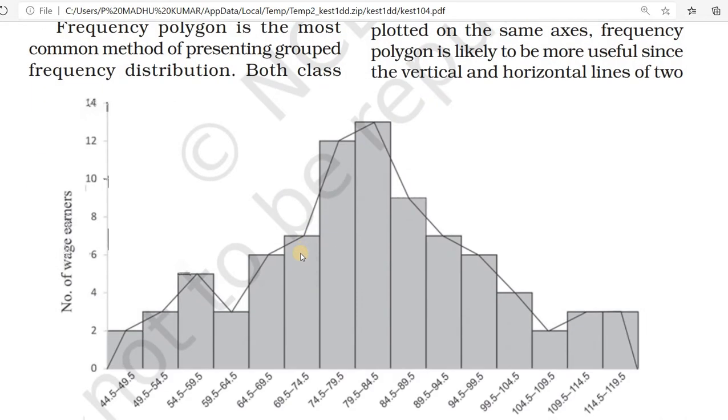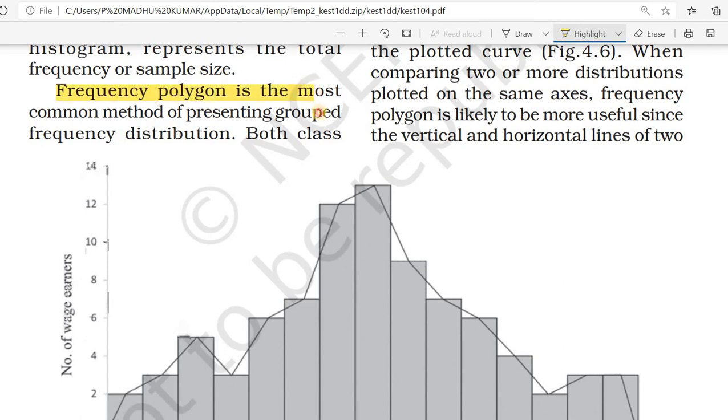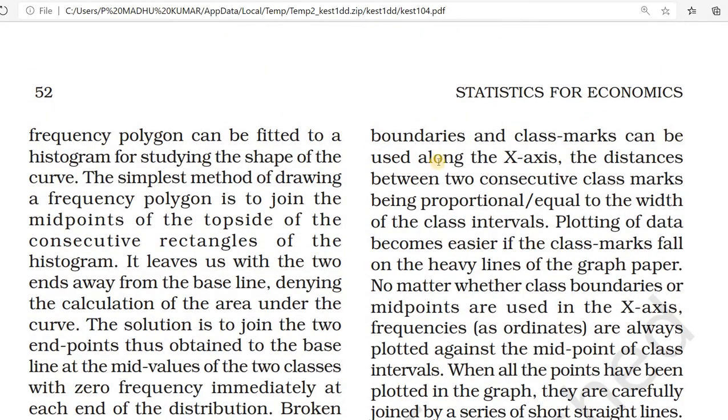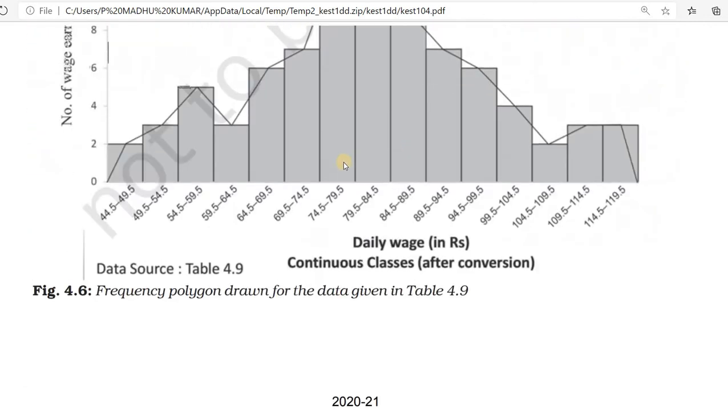What is a frequency polygon? Frequency polygon is the most common method of representing a grouped distribution. Both class boundaries and class marks can be used along the x-axis. The distance between class marks of two classes will be proportional, and the width of the class intervals will be equal. Plotting of the data becomes easier if the class marks fall on the heavy lines of the graph paper.